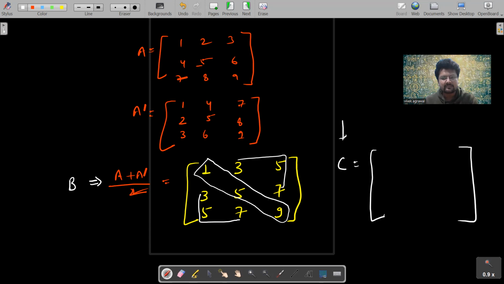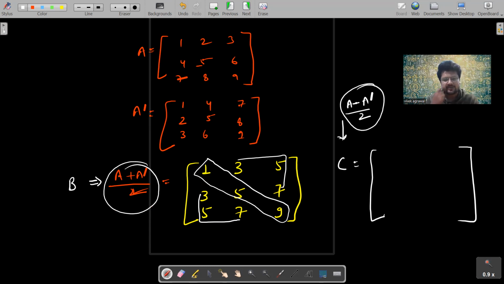Okay. Again, let's create a matrix C in which this C is nothing but A minus A dash by 2. Here we were doing A plus A dash by 2. Here it is A minus A dash by 2. So A minus A dash by 2 will be what? 1 minus 1, 0, 0 by 2 will be 0. Then 2 minus 4 by 2, that is minus 1. 3 minus 7 by 2, that is minus 4 by 2, that is minus 2. I have to do by 2 also.